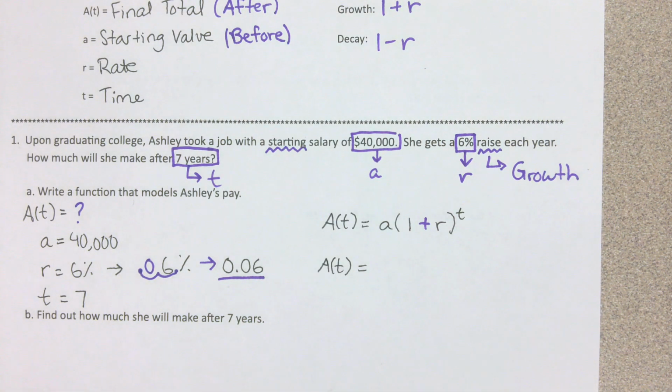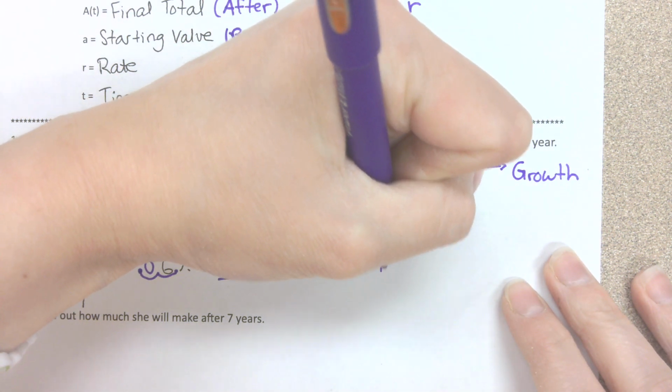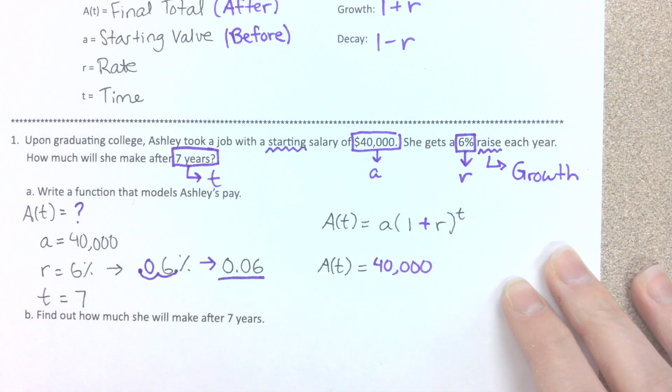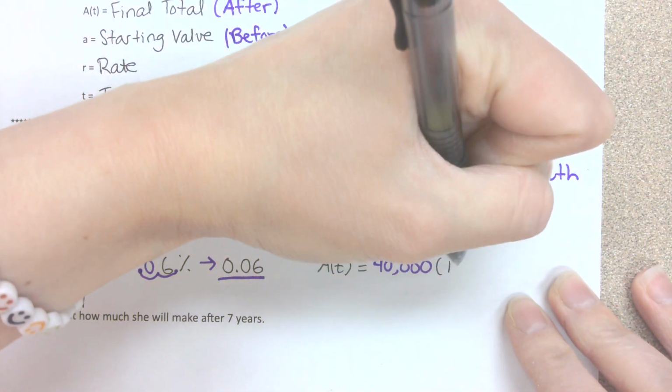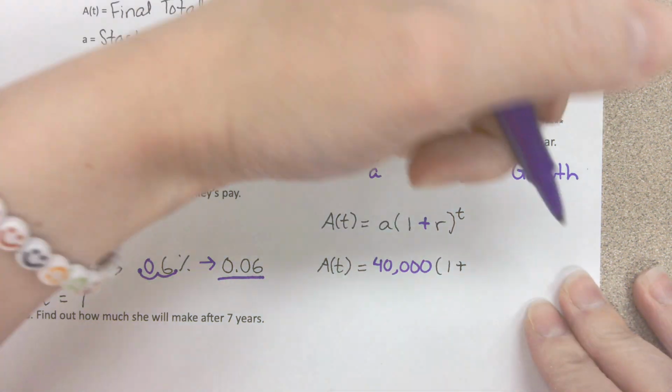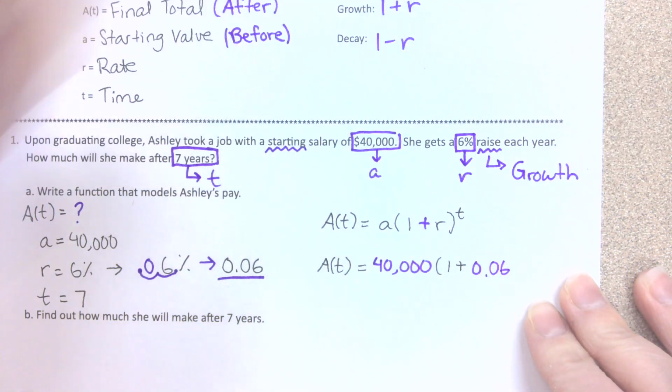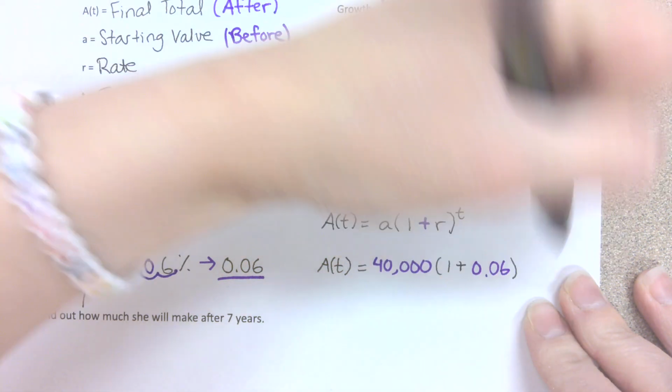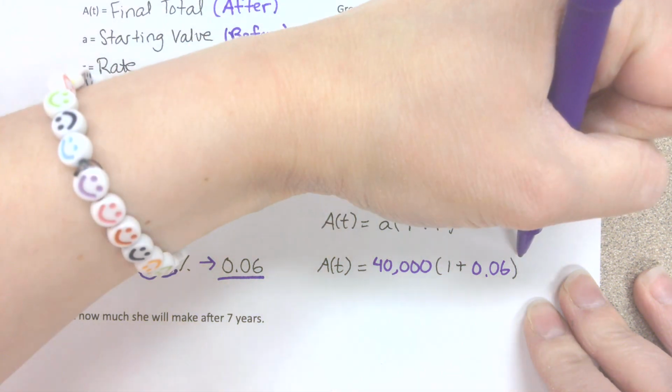So plugging the numbers in, we don't know A of t. We know that little a is 40,000. Parenthesis 1 plus r, which is 0.06. Parenthesis, and then the exponent is t.